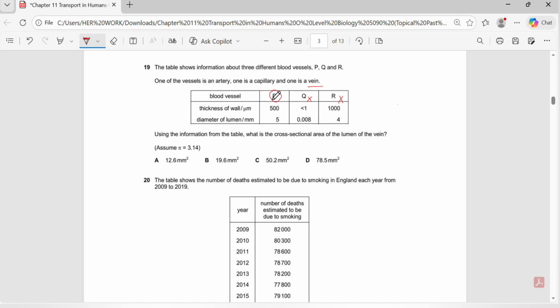Now that we have identified the vein as vessel P, we calculate the cross-sectional area of its lumen. The diameter of the lumen is 5 millimeters, so the radius is half of that, which is 2.5 millimeters. Using the formula for the area of a circle, A equals pi r squared, we substitute the values. With pi equals 3.14 and radius equals 2.5 millimeters, the area comes out to approximately 19.6 millimeters squared. When we compare this value with the options, it matches option B. Therefore, the correct answer is B.